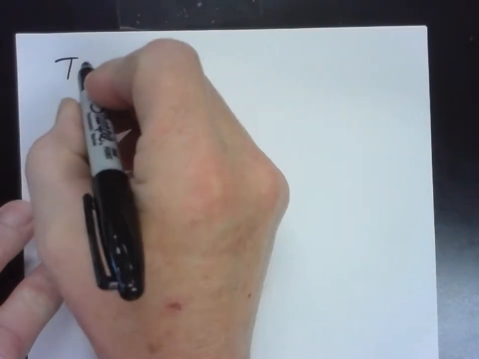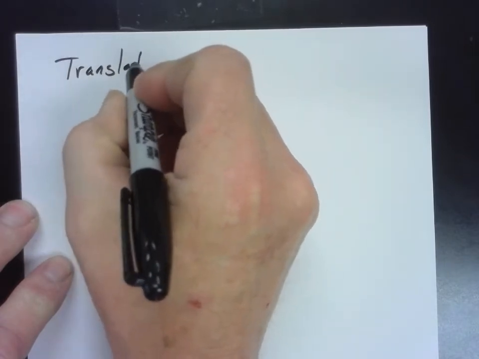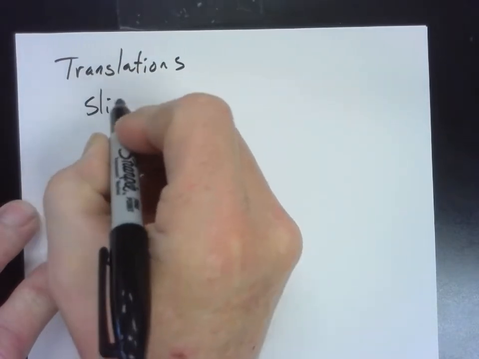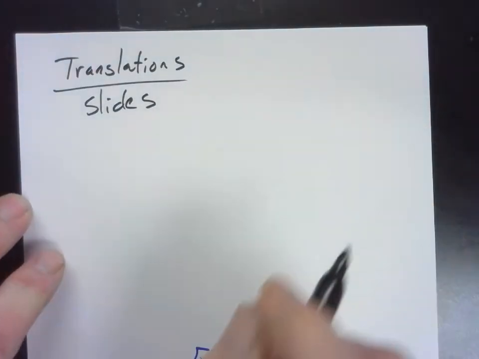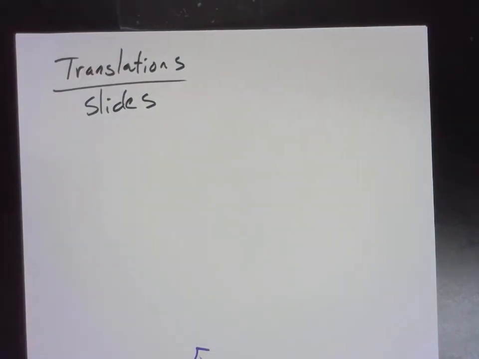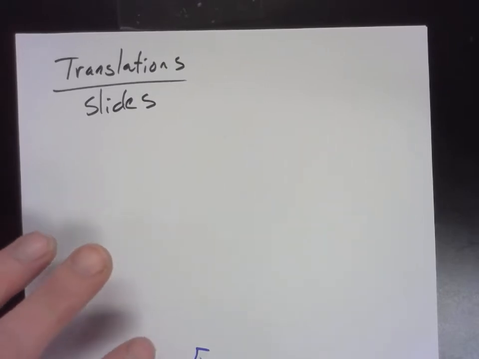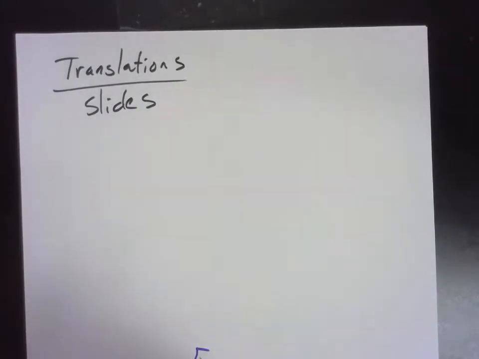We talked about transformations. And we talked about three types of transformations that are congruent. We talked about translations. That's a slide, okay? Translations or slides. We talked about rotations or turns, and we talked about reflections, which we call flips, and they're all congruent transformations. So today we're gonna specifically talk about translations.